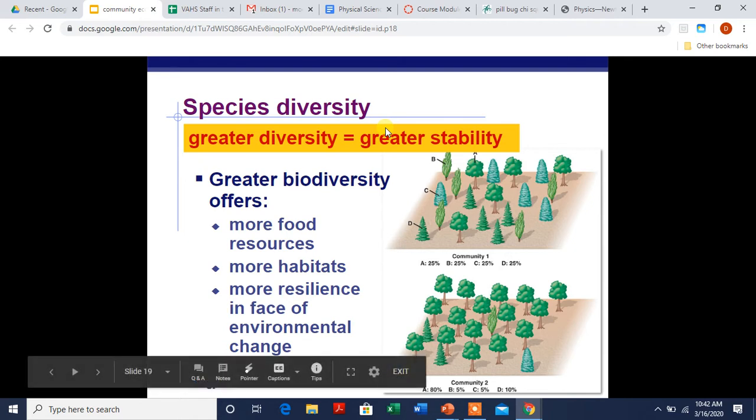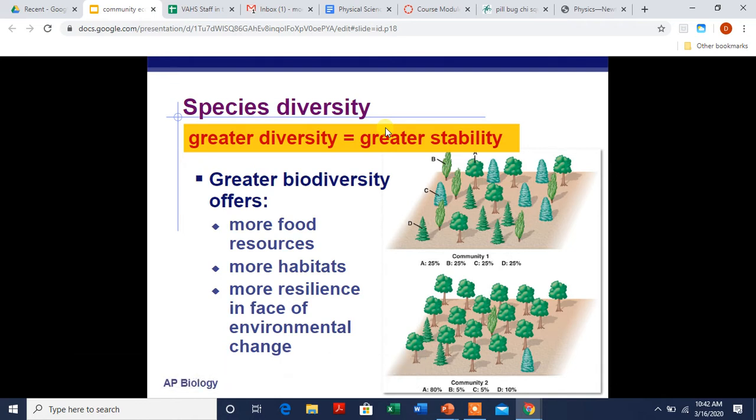Now, next time we're going to talk about something called the Shannon index, which is a way of calculating species diversity, which takes into account both factors, species richness and species evenness.